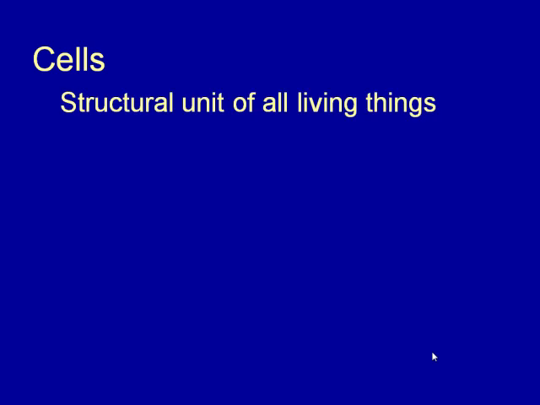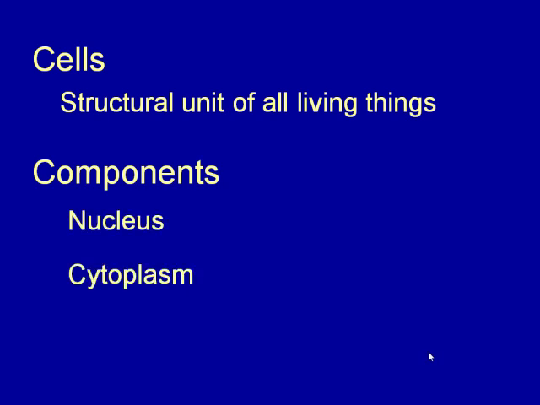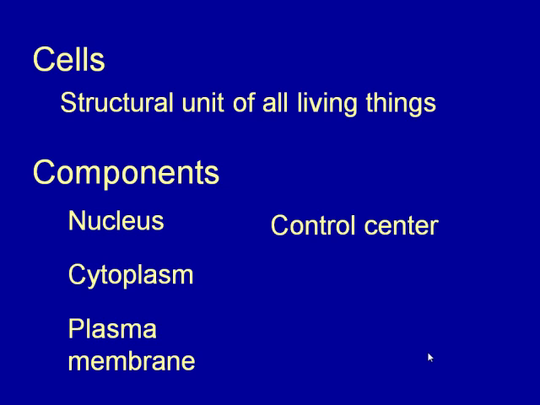Cells, remember, are the smallest structural unit of all living things. In the organizational scheme, there's chemicals and then there's cells. So this is the next level up from chemicals. There are 3 basic components to a cell: the nucleus, the cytoplasm, and the plasma membrane, sometimes called the cell membrane. The nucleus is the control center of the cell. The cytoplasm is where all of the chemical reactions occur, and the plasma membrane makes the boundary of the cell.